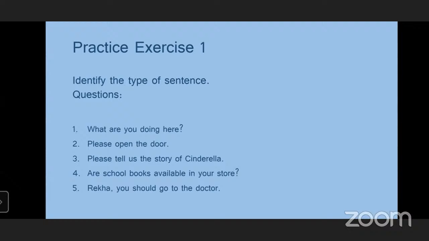First just have a look and think of the answer. I will give you 1 minute to think. Which type of sentence is this: declarative, exclamatory, imperative, or interrogative? 1 minute time starts.